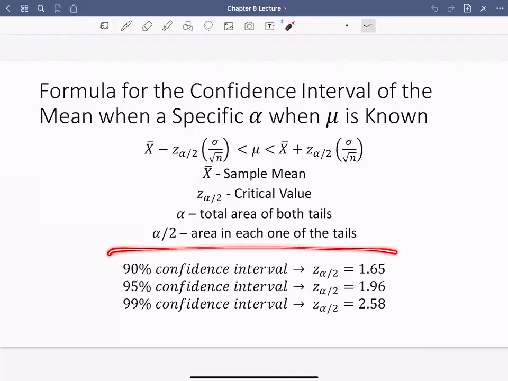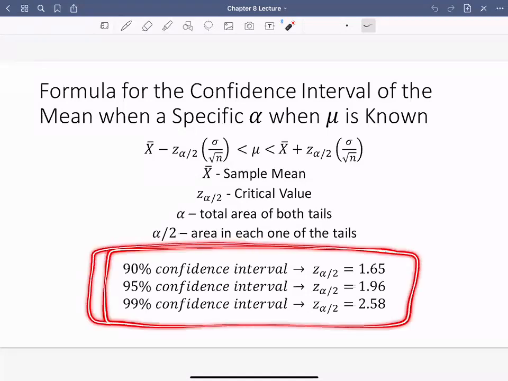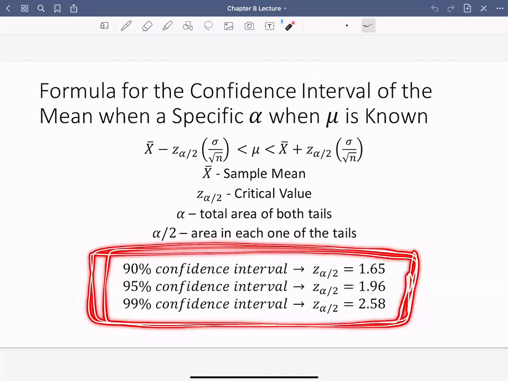Now look, this right here, you're going to want to memorize, write it down. You can just know this. You don't even have to use the table, all right, because these are the ones that we're going to be using. But a 90% confidence interval gives you a 1.65 for your z-value. A 95% confidence interval gives you a z-value of 1.96, and a 99% gives you a z-value of 2.58.